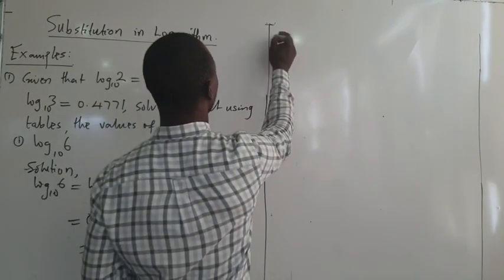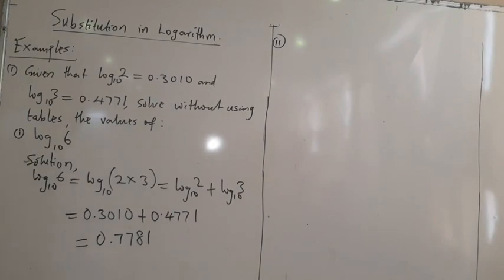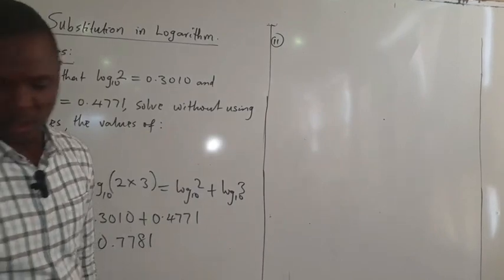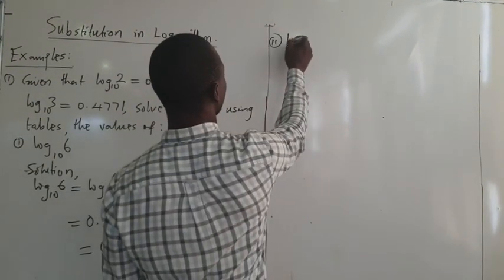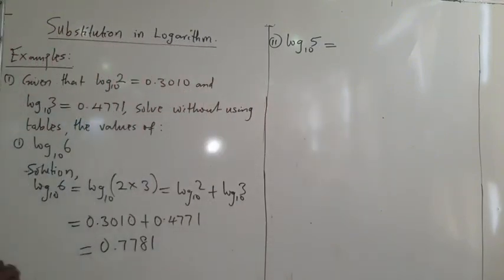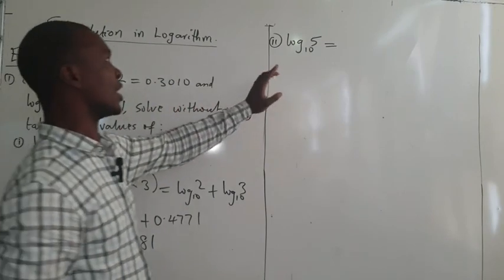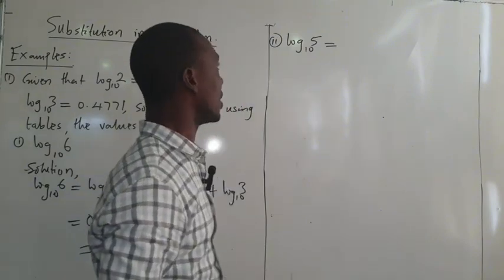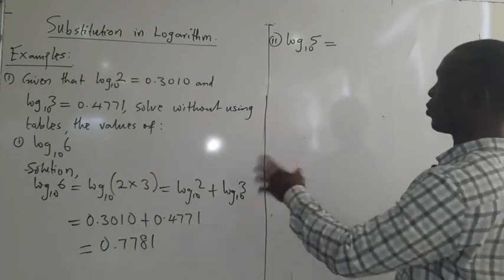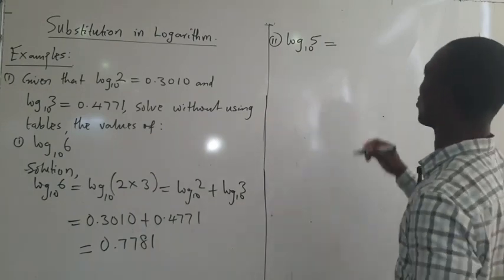Then Roman number 2 under question 1 says find the value of log 5 base 10. To express this as a product of what, or as a factor of 2 and 3, it can only be 2 at times. It depends on what we are given here. But the question says find the value of log 5 base 10. If you look at this question, we don't have anything to do with log 3 base 10 here. So we are going to introduce this.